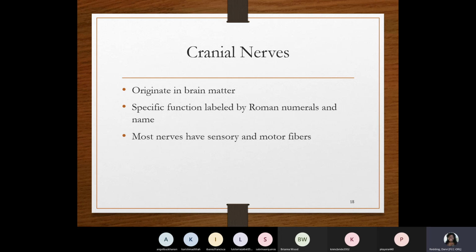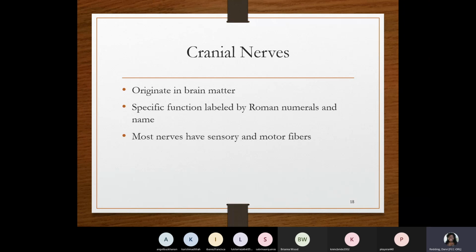The cranial nerves originate in the brain matter, and each has a specific function, labeled by Roman numerals and a name. There are 12 pairs of cranial nerves that originate from the brain. Again, these nerves are designated by Roman numerals and have specific functions. The numerals represent the fibers' location from the brain's front to back. Most nerves have sensory and motor fibers, and there are 3 sets that have sensory fibers only.